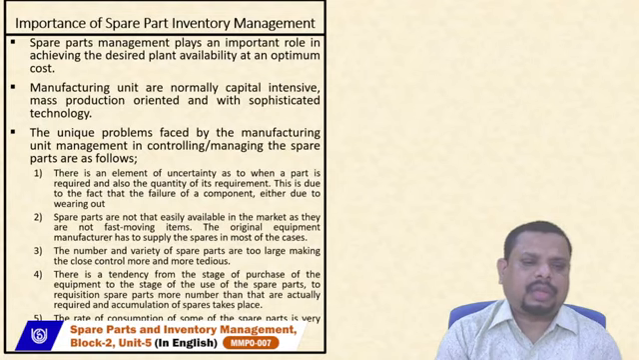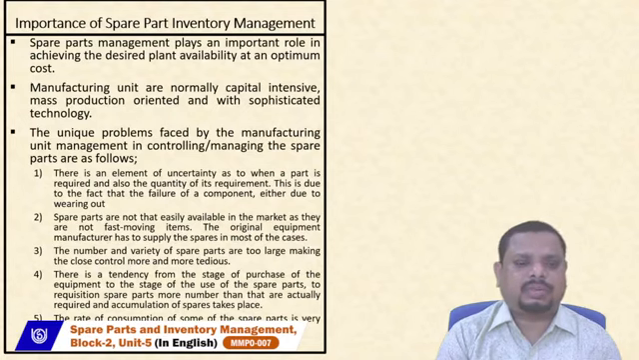So being a company, for the smooth functioning of your entire production facilities, you have to take care to establish better industrial relations with the suppliers, so that you can get only original equipment or original spare parts. The next important point is that the number and variety of spare parts are too large, making close control more tedious.